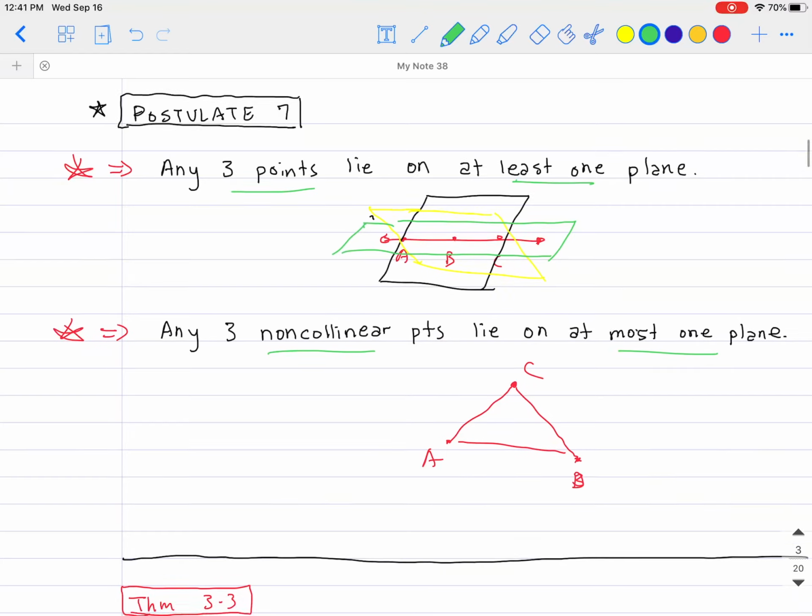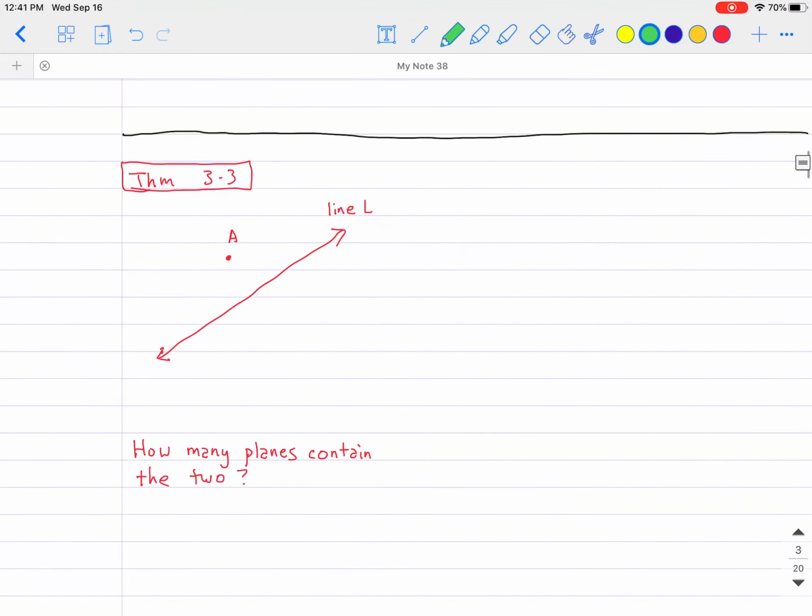All right. So here's the next one, Theorem 3.3. Now, this illustration right here, I just drew the picture of it. Here's a question. If you have a point that's not on a line, so here you see point A right here, and you have another line which we'll go ahead and call line L, how many planes are there that contain the two? Well, I would like to think that there is only one plane that's going to contain them.